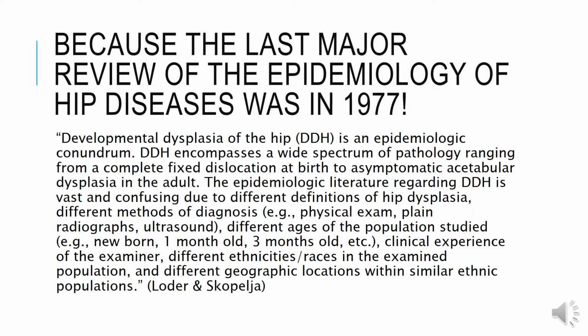DDH encompasses a wide spectrum of pathology, ranging from a complete fixed dislocation at birth to an asymptomatic acetabular dysplasia in the adult. The epidemiologic literature regarding DDH is vast and confusing due to different definitions of hip dysplasia, different methods of diagnosis, different ages of the population, clinical experience of the examiner, different ethnicities, races, and different geographic locations within similar ethnic populations.